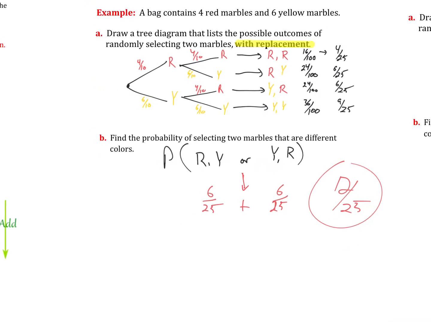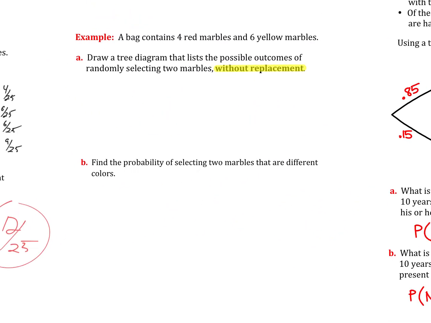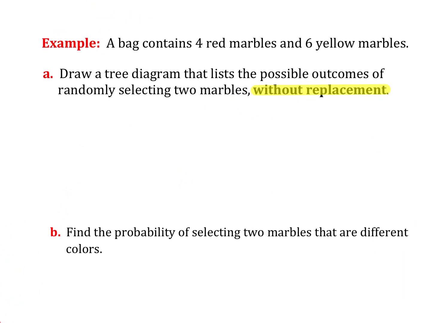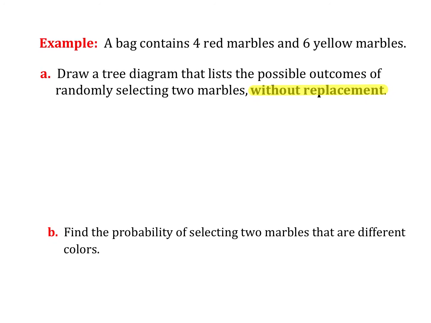All right. Let's see a similar one here. A bag contains 4 red marbles and 6 yellow marbles, so 10 total now. We want to draw a tree diagram without replacement. So this one's going to look very similar, only now we are not replacing, so that second draw is only going to have 9 marbles left.